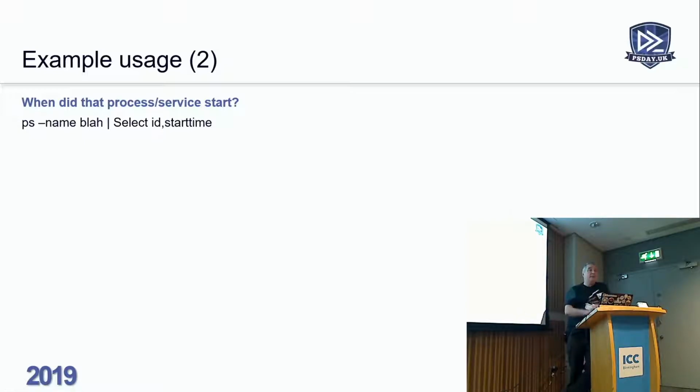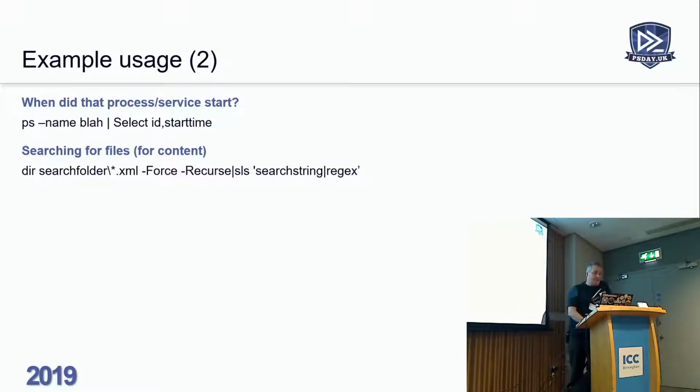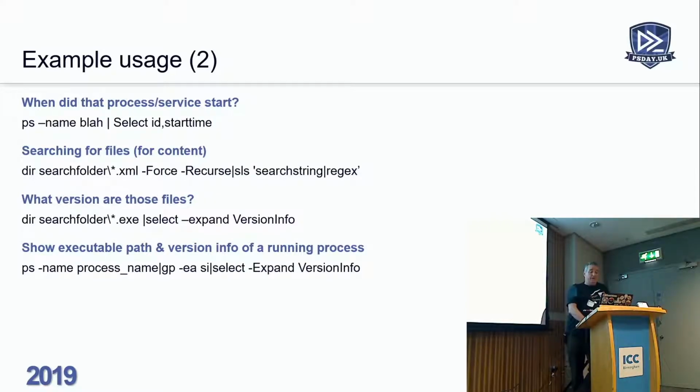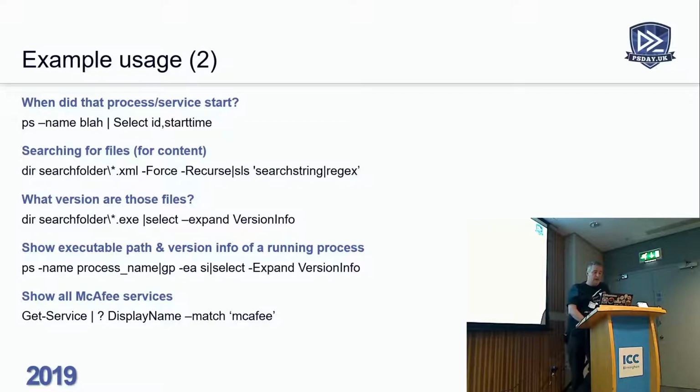We've already seen this one. When did that particular process start? Search for content. Again, easy enough. SLS being an alias for select string. The versions, again, I showed you doing it live with processes, but I can do the same for files, static files. So dir, program files, Microsoft Office, Office 14, and do it from there. Again, I could put it out to a CSV if I wanted to. Poor man's inventory software. This we've already seen anyway. I think a bit of repetition there actually.